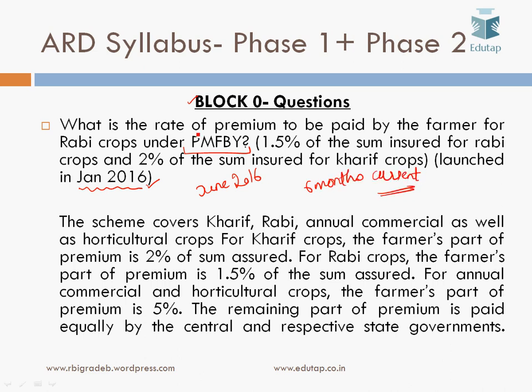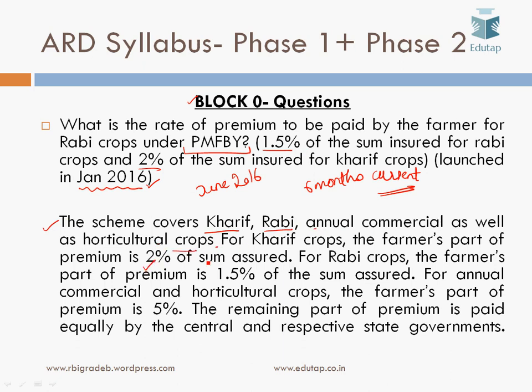Fine. So this is a simple question. The rate of premium to be paid by the farmer is 1.5% of the sum insured in case of Rabi crops and 2% of the sum insured in case of Kharif crops. Right. So the Pradhan Mantri Fasal Bima Yojana covers Kharif crops, Rabi crops, annual commercial as well as horticultural crops. So the rate of premium is different.